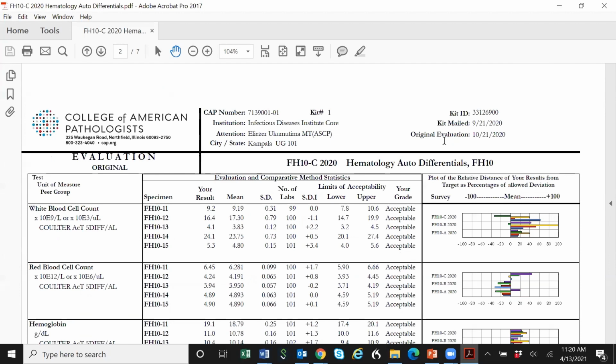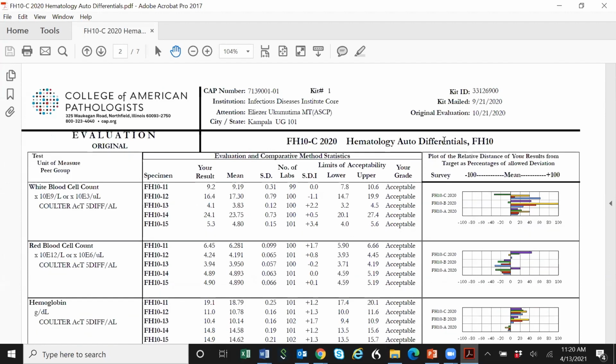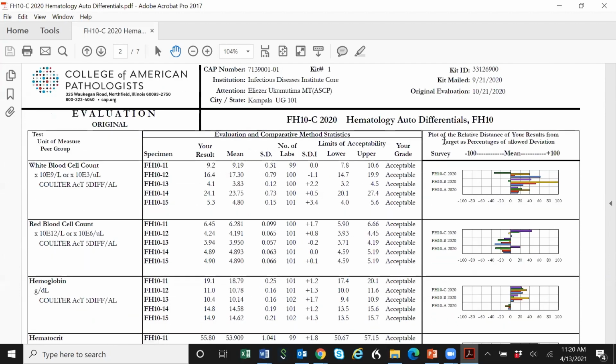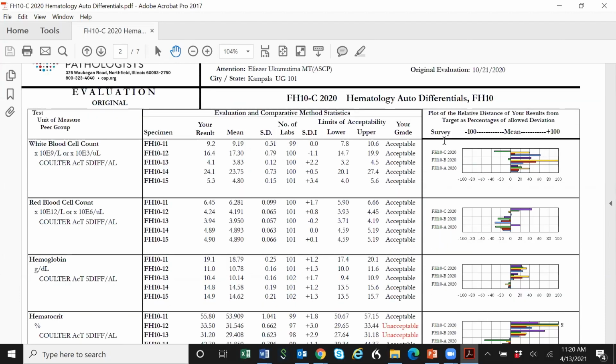So that's the identifying information. And then here is what the form looks like. What I will stress is that for every different EQA supplier, this will look different. But all of them contain a lot of information. And so I'll just go through the one for CAP, and I hope that it will be useful to you.